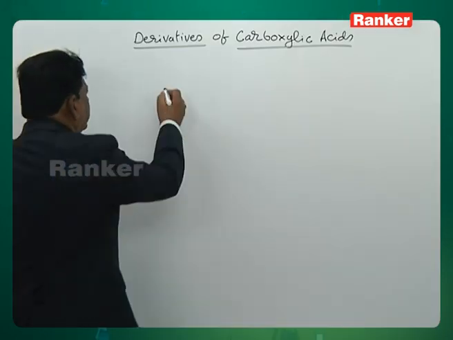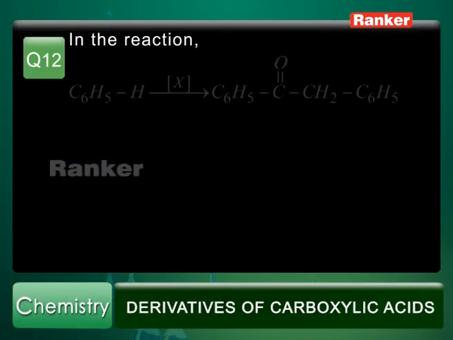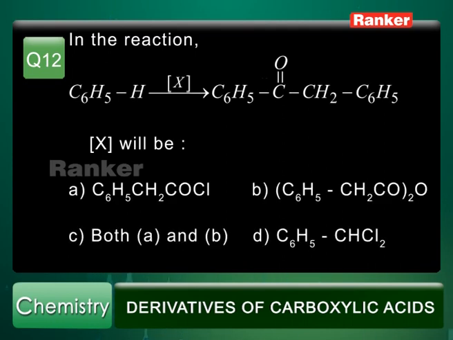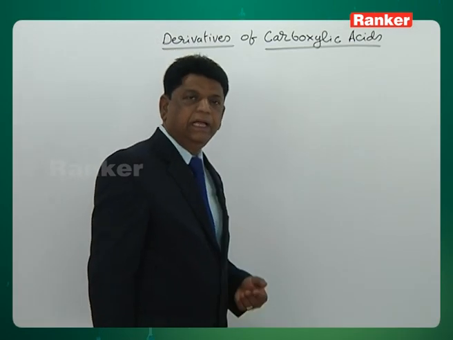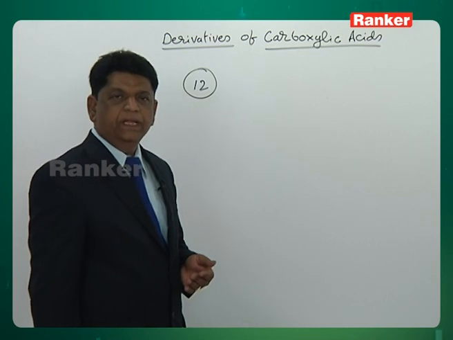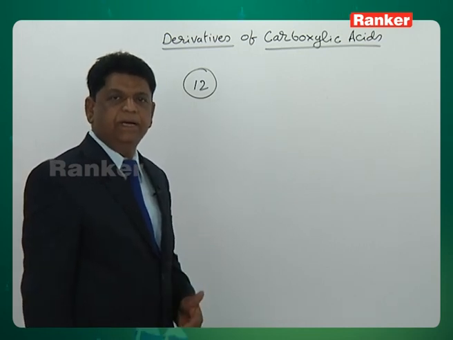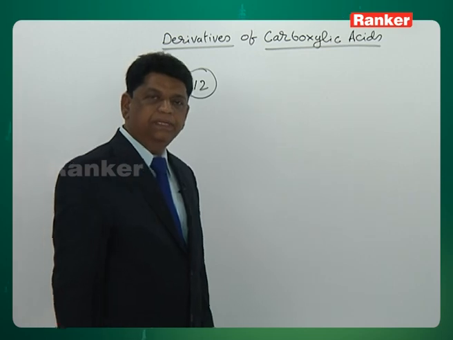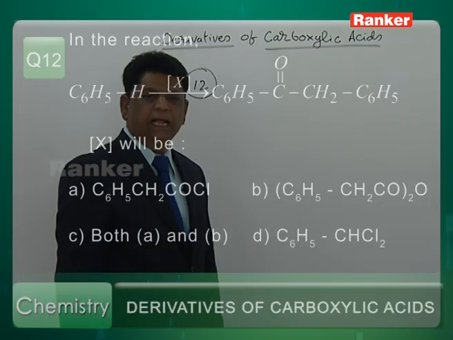Let's go to the next question, the 12th question. In the reaction given, benzene, C6H5 with hydrogen, means ordinary benzene. Reaction with compound X gives benzene containing CH2CO, a sort of benzoylation taking place on the benzene. It is a Friedel-Crafts acylation reaction. For acylation, the best acylating reagent is acid chloride, then anhydrides, then esters and the amides. So the first two are the best acylating agents, acid chlorides as well as acid anhydrides.